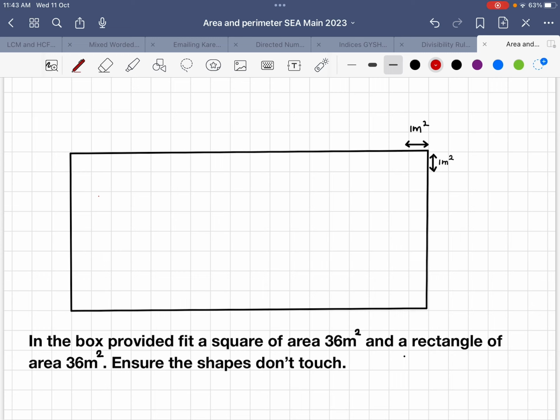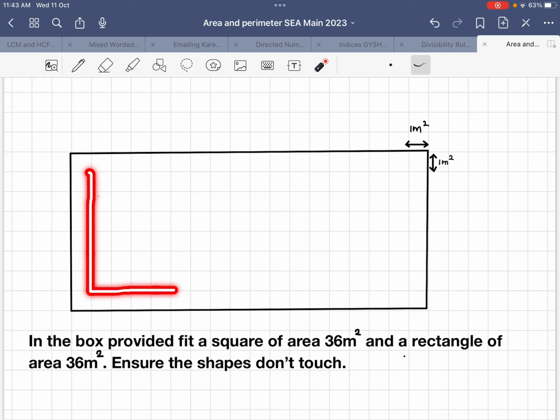So for the square, it's easy because we know that for a square to have an area of 36, the side must be 6. Good. So that will be 1, 2, 3, 4, 5, 6. 1, 2, 3, 4, 5, 6. So that will give us our square.